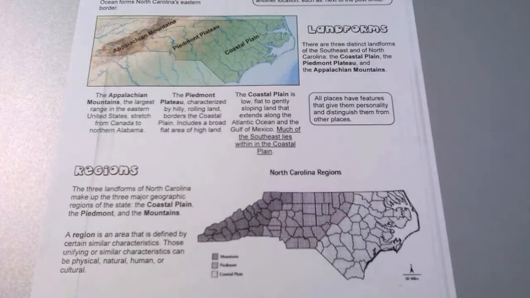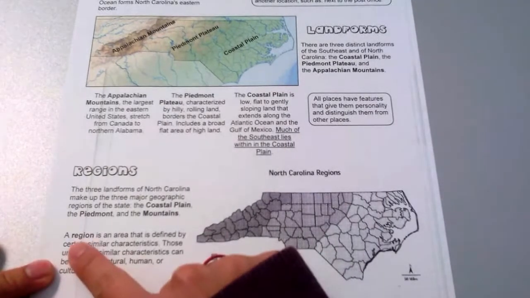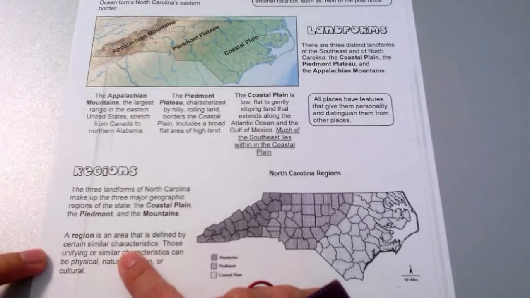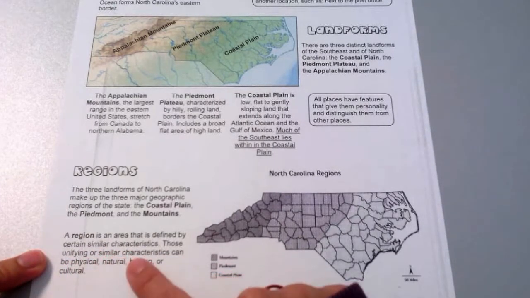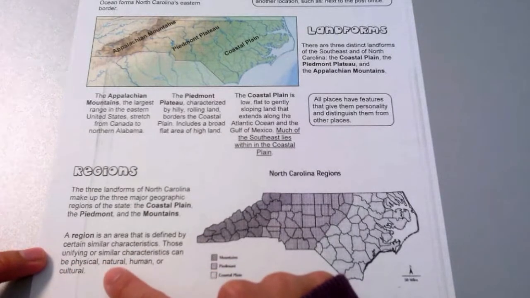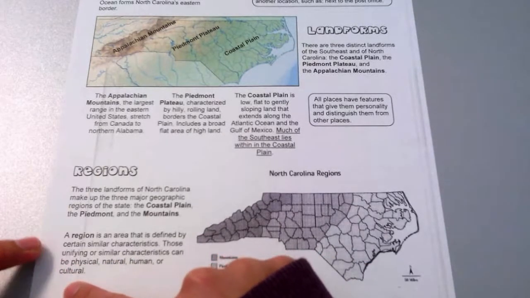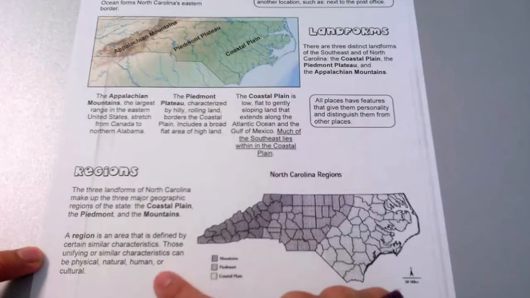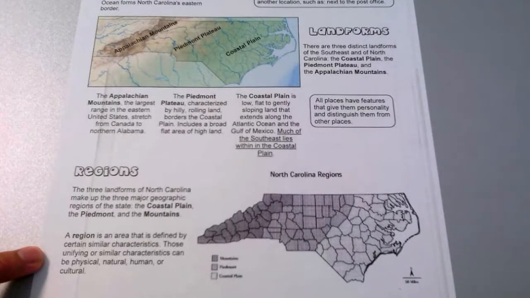And our definition for region, you might want to pause this video and write this definition in your social studies section of your notebook. So a region is an area that is defined by certain similar characteristics. Those unifying or similar characteristics can be physical, natural, human, or cultural. So again, here's our definition for region, and you are probably going to want to pause this video and take a minute and write this definition down in your social studies section of your notebook.